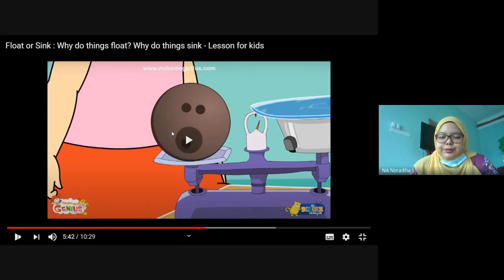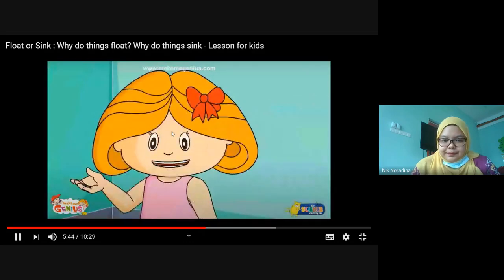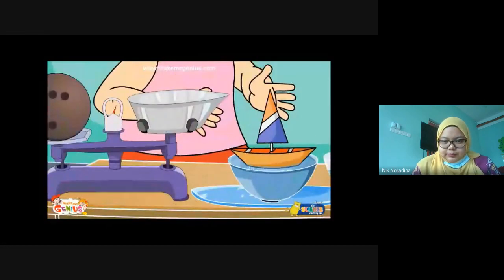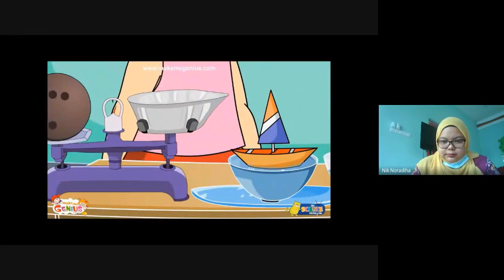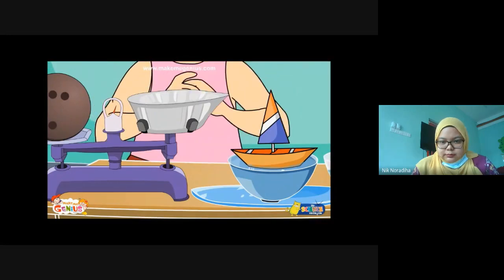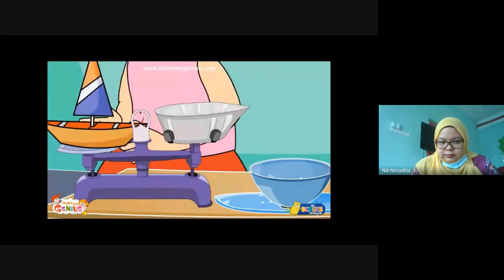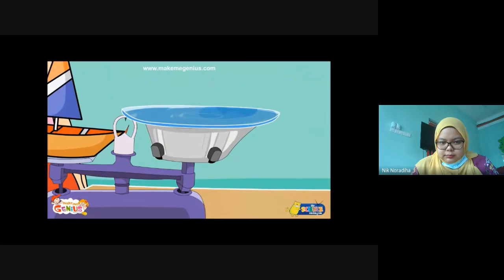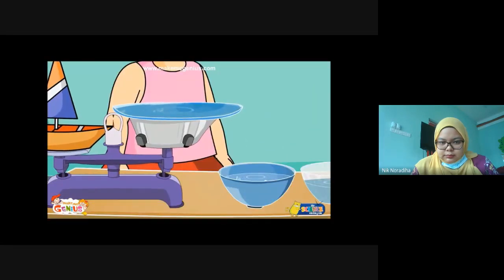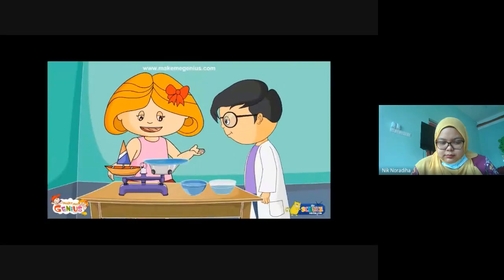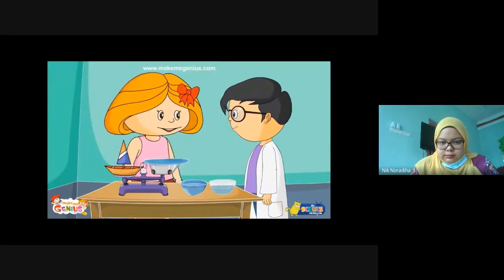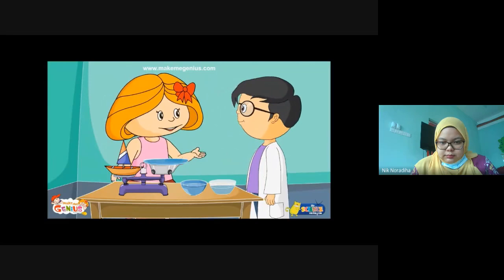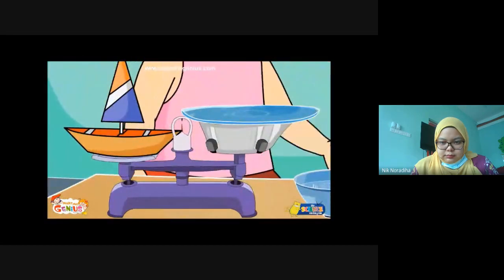Okay, let's continue. Now let's repeat the same experiment with your toy boat. Now put this toy boat in the bowl of water. Let's see what happens now. It will displace water, as all things do. Now let's check the weight of the boat and the water it displaced on the balance. Oh, it balances. You see, the boat has displaced water equal to its own weight. Also, the boat was floating in water. The boat floats in water because it displaces water equal to its own weight.